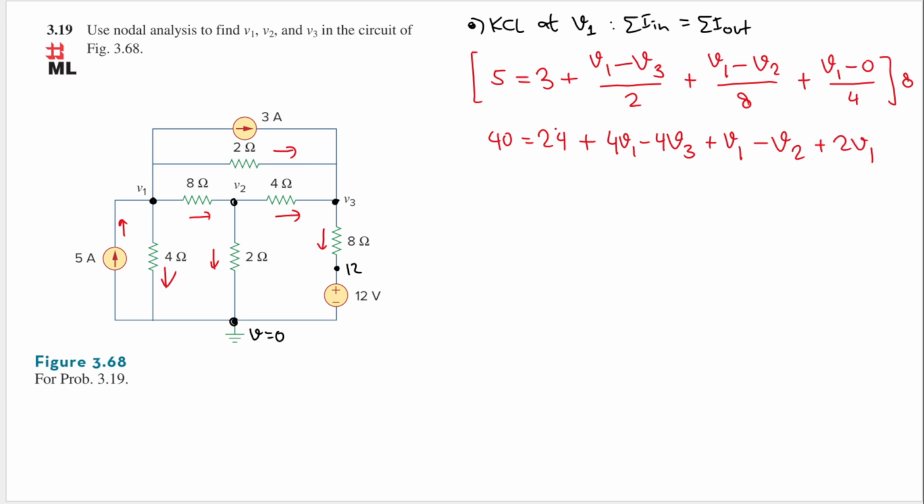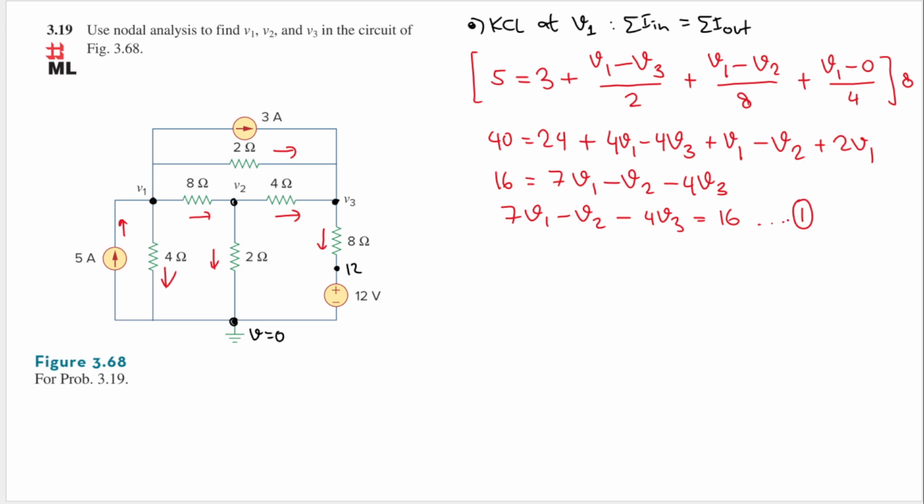Okay, good. Let's move this 24 to the left hand side, so I will have 16. And then we will have 4 plus 1 plus 2, that will be 7V1, then minus V2, and then minus 4V3. So I will have 7V1 minus V2 minus 4V3 equal to 16. And I think nothing more that we can do here. Let's save this as equation number one.